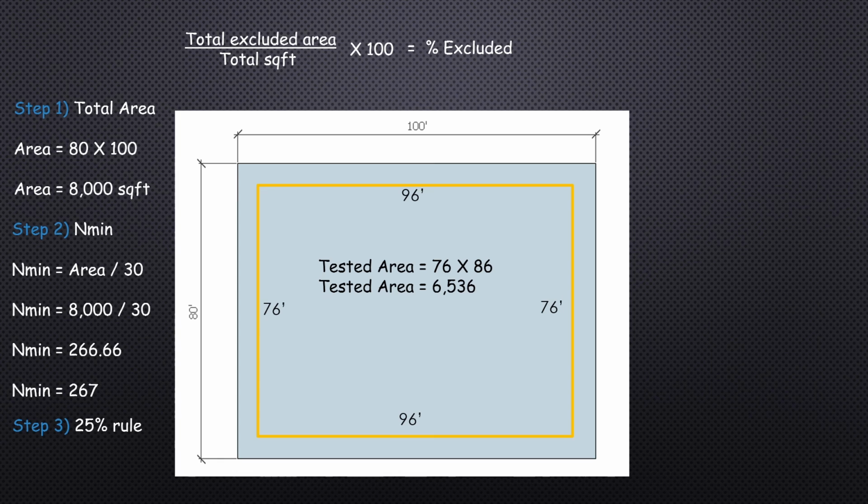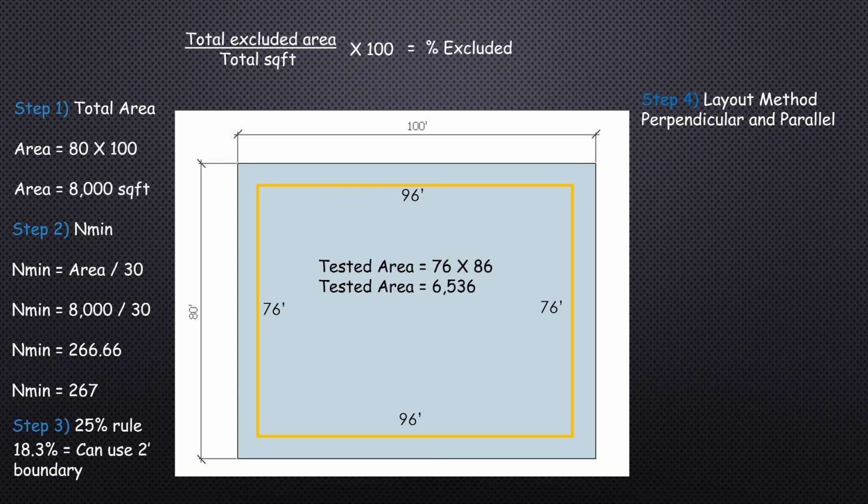Then you take the total excluded area divided by the total square feet and then multiply by 100 to get the percent excluded. In this case, 1,464 is your total excluded area divided by your total area, which is 8,000. The answer comes out to 0.183. Let's turn it into a percentage by multiplying by 100. And then you get 18.3%, which is certainly less than 25%. So the 2-foot boundary rule is in effect, and your runs need to stay 2 feet away from form edges, pipes, and the rest of the stuff mentioned on a previous slide.